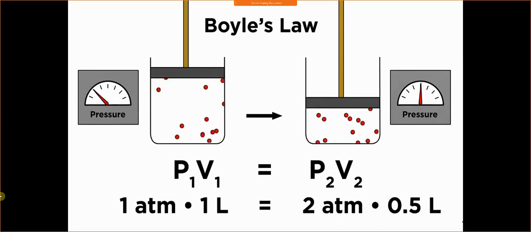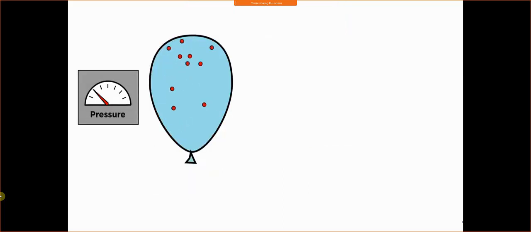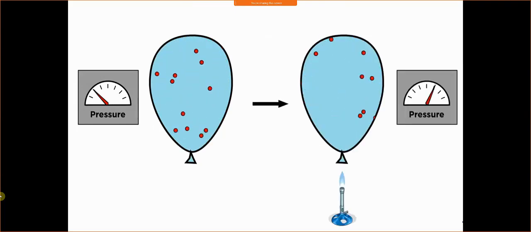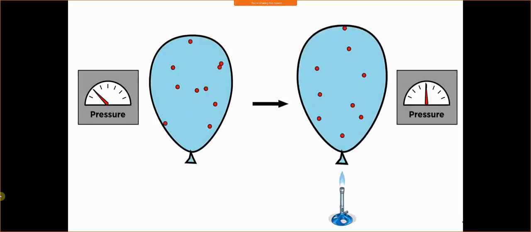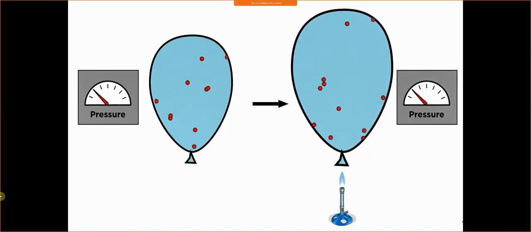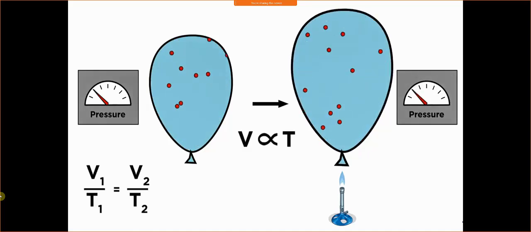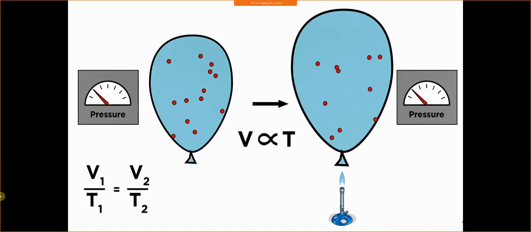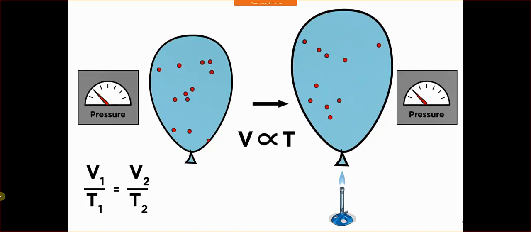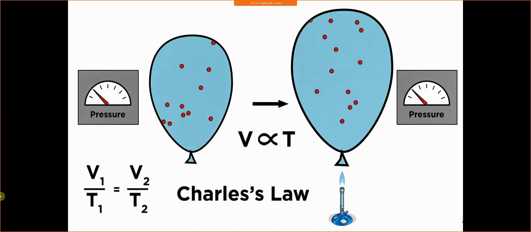If we double one variable, we have to cut the other one in half in order to keep this equation valid. Volume and temperature are also related. If we have gas in a balloon and we heat it up, the particles will move more quickly. In order to keep pressure constant, or hit the sides with the same frequency, the volume will have to expand. This means that volume and temperature are directly proportional. If one doubles, the other must double. This is expressed in Charles' law.